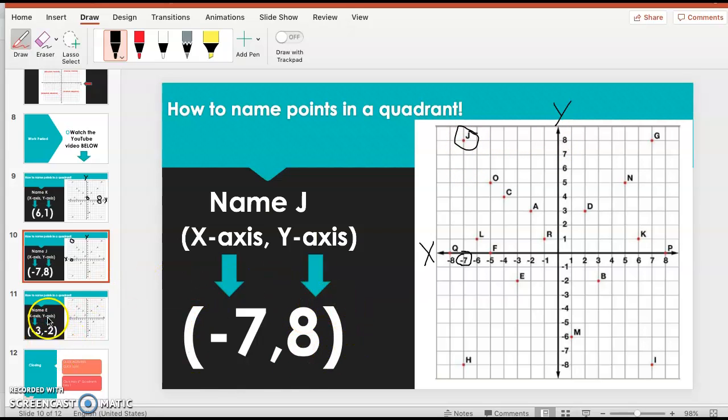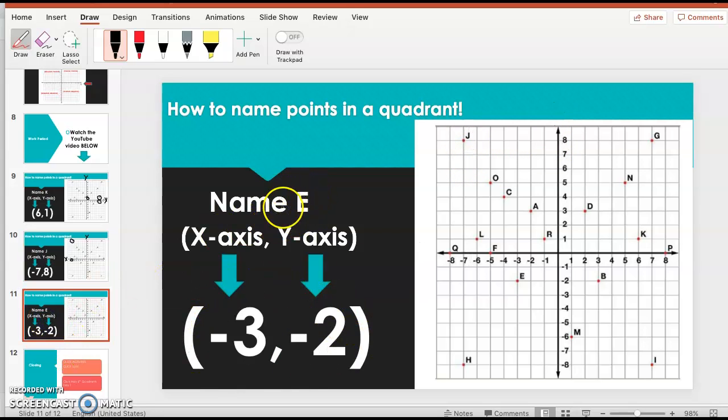Let's try one more. Let's say you're trying to find E. E. Oop, I see it. And then we're going to go, our X is first, Y is second. Oop, it's kind of a bad Y, but that's okay. So let's go to our X. Let's see, this is where E is. It's on -1, -2, -3. Okay, -3. So we're going to write down -3 right here.